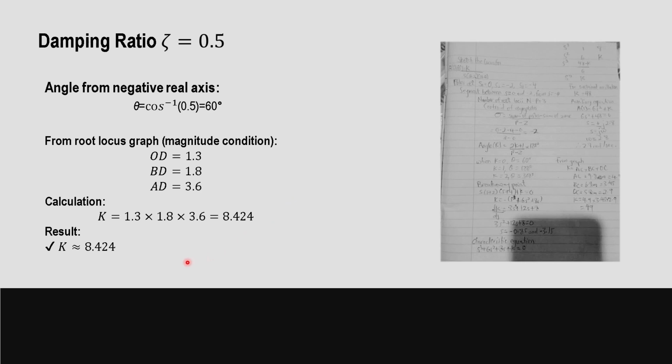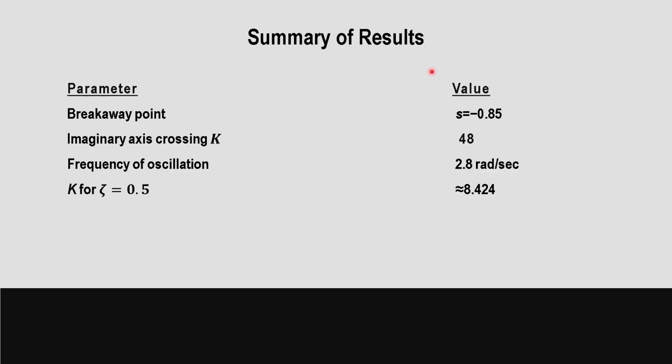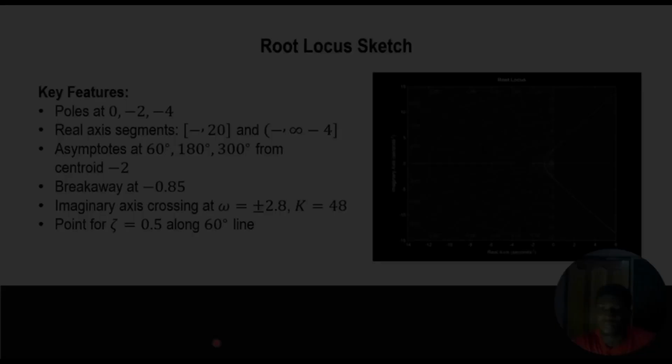So now after everything, our results are that our breakaway point s is equal to -0.85. Our imaginary axis crossing K is equal to 48. Our frequency of oscillation is equal to 2.8 rad per second. And our constant K, when our damping ratio was 0.5, is approximately 8.424.